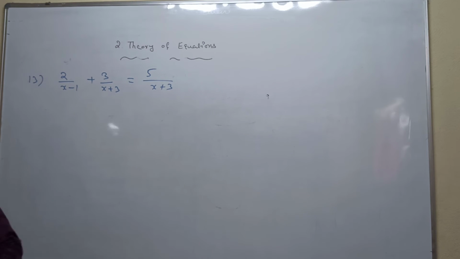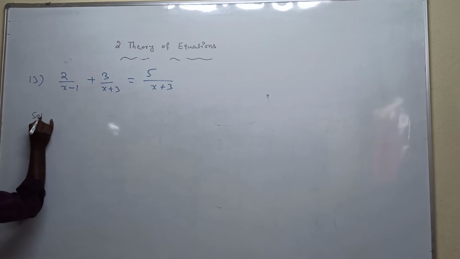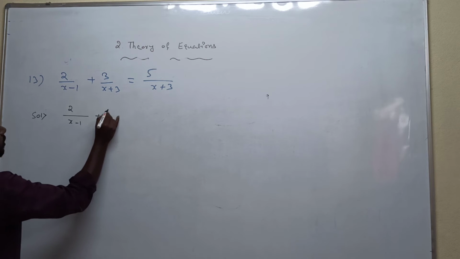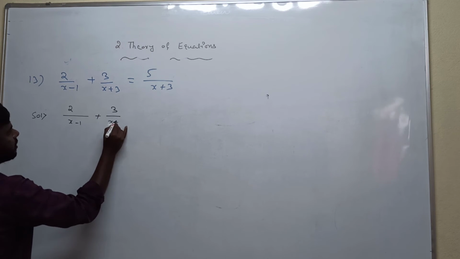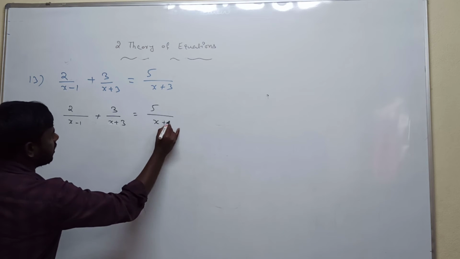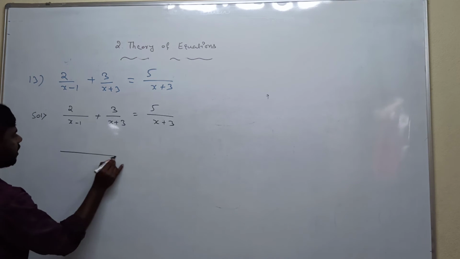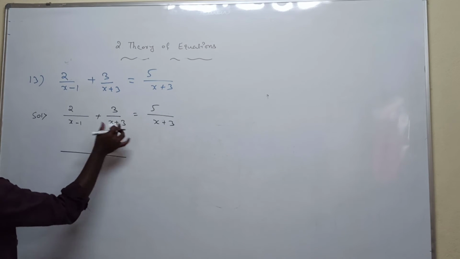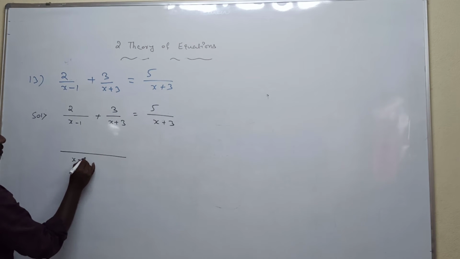So in the previous question, they gave denominator values, but here they have given one equation. How to take the LCM: first of all, write what is given, 2 by x minus 1 plus 3 by x plus 3 is equal to 5 by x plus 3. So what is the LCM here? What are the given denominators? They should be multiplied: x minus 1 into x plus 3, that is the LCM value.